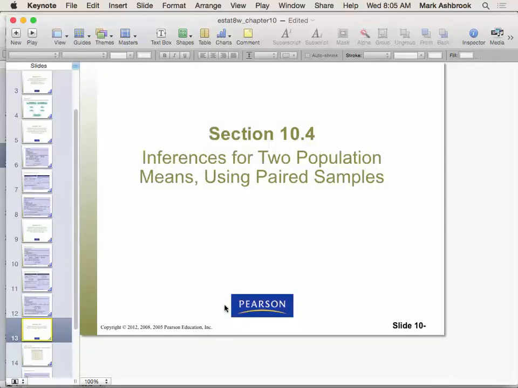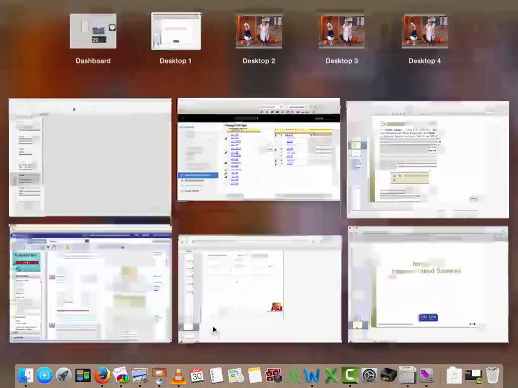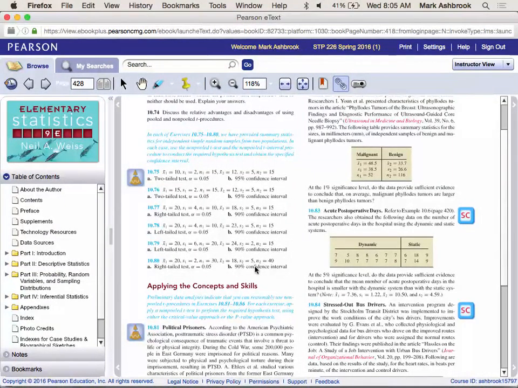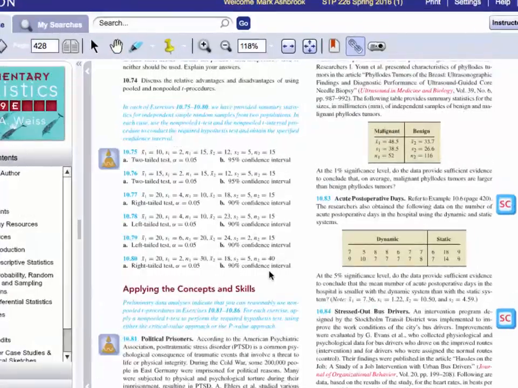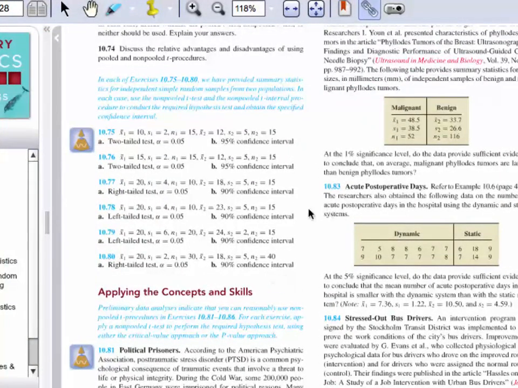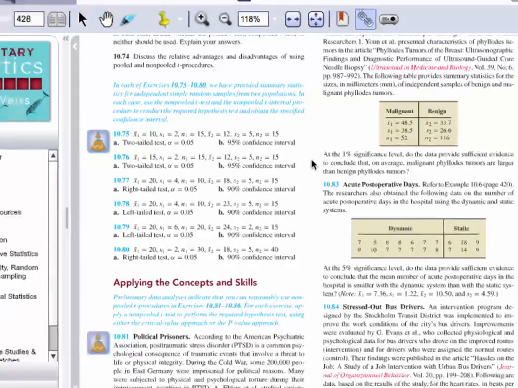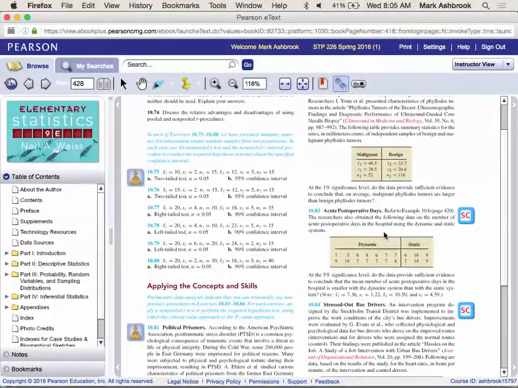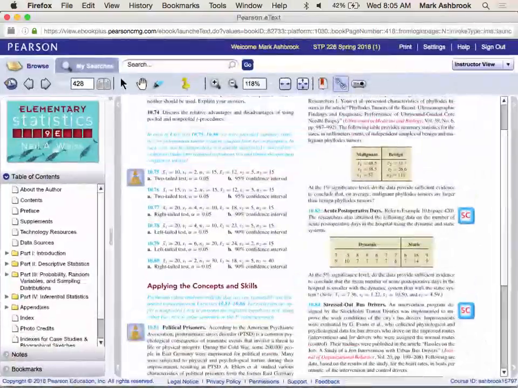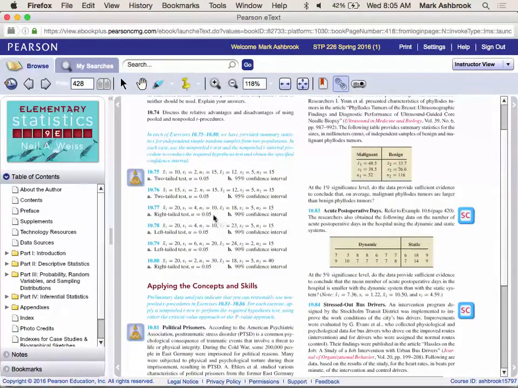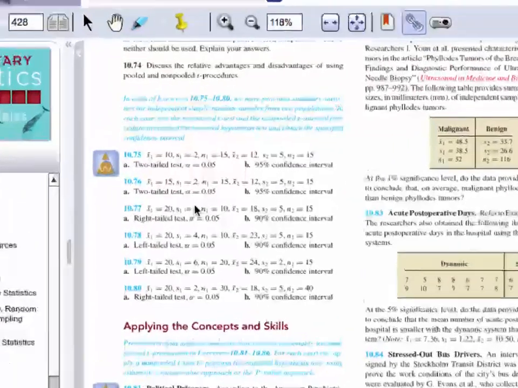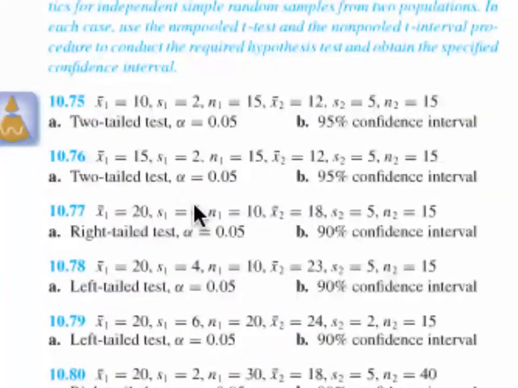So let's do some examples here. So in the book, we'll just do our best here. So let's do 1076. So write down that information for 1076.